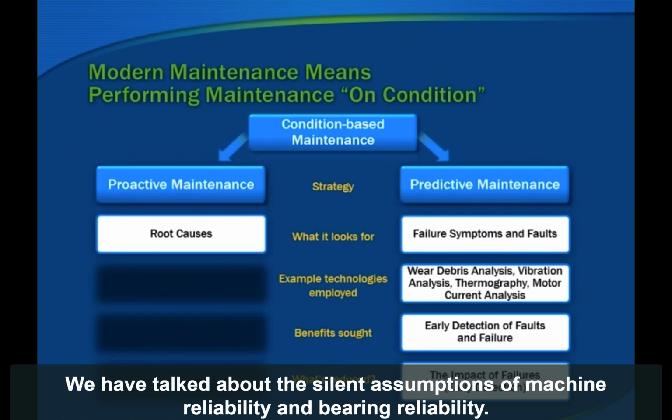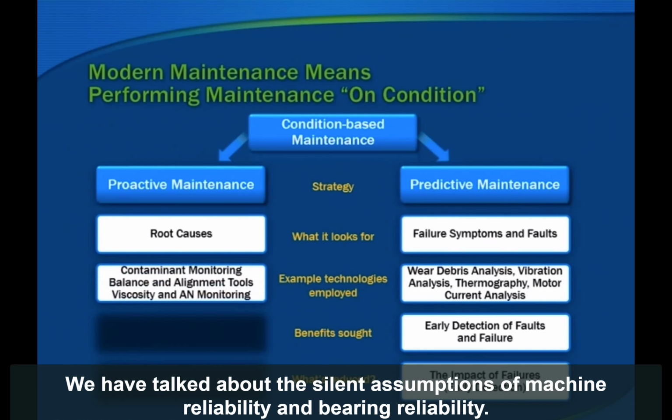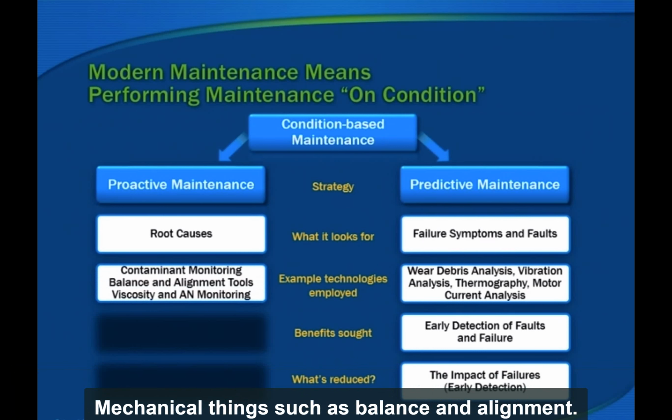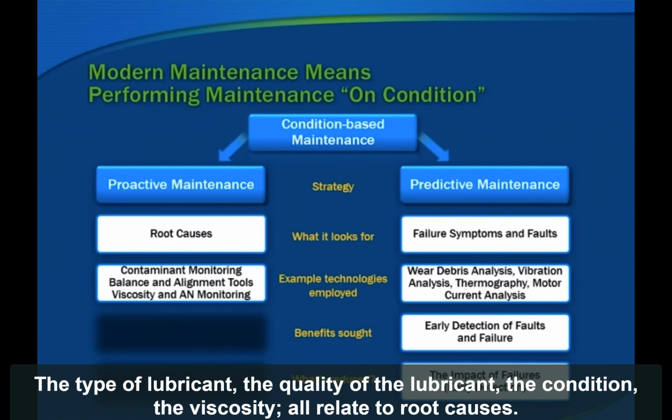We've talked about the silent assumptions of machine reliability and bearing reliability. These include a lot of things depending on the type of machine and its exposures, but definitely contamination is in this area. Mechanical things such as balance and alignment, the type of lubricant, the quality of lubricant, the condition, the viscosity, all relate to root causes.